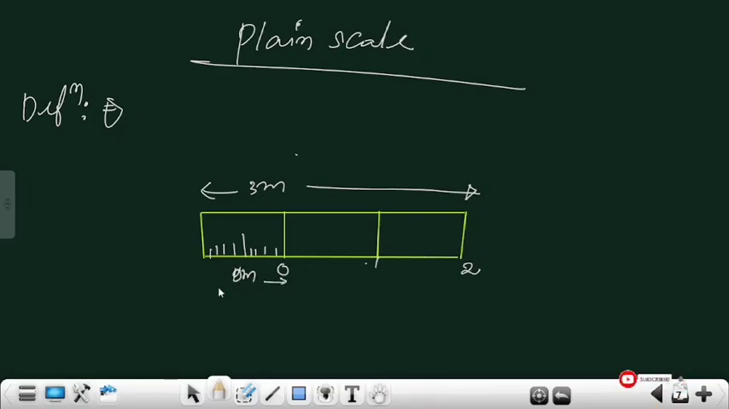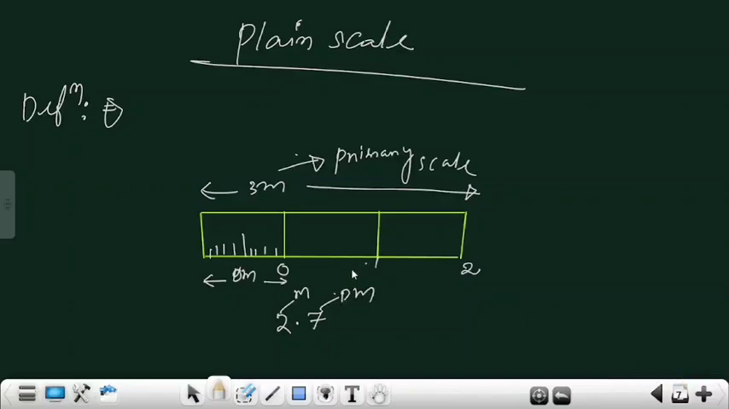This is decimeter, and this maximum length is called the primary scale. And this first portion is the minor or secondary scale. If we have to measure the length of the object, let's say we have to measure 2.7, where 2 is meter and 7 is decimeter.